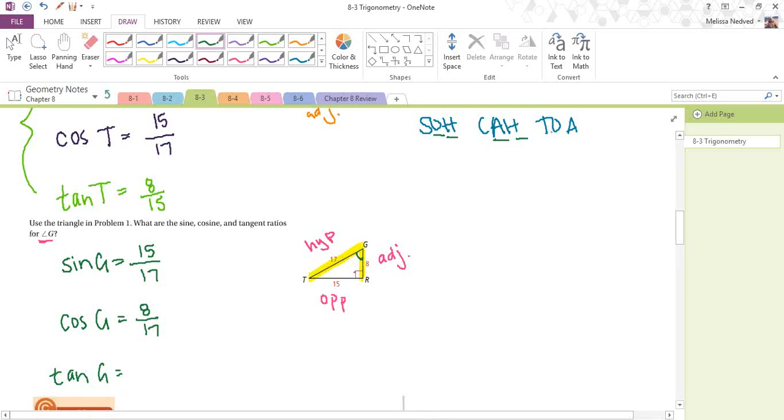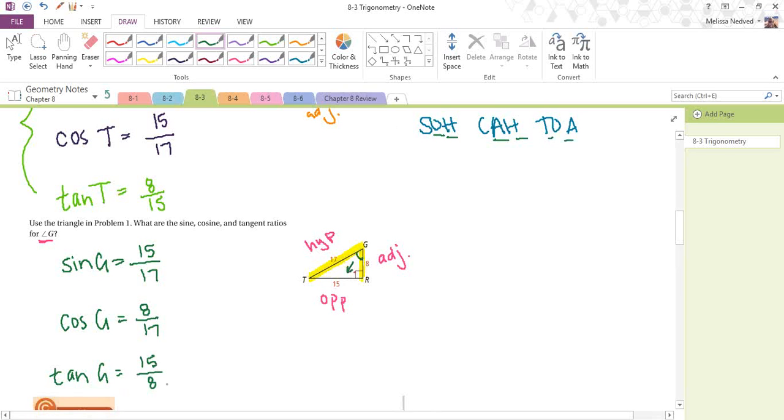So, tangent, TOA, opposite over adjacent. Here's angle G. My opposite side is 15 over the adjacent side is 8. Okay? So make sure you don't flip those.